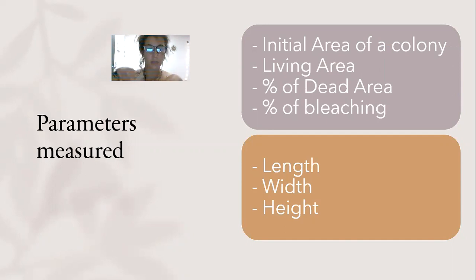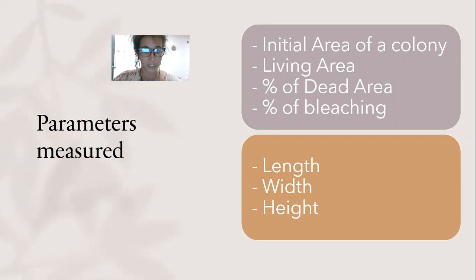When you can see the limits of the whole coral, which I will show you an example of later, it has to include also the dead area of the colony. So of course we want to have the living area. It can be the whole colony or only a few patches. We also want to see how much of the colony is dead. So it's the percentage of dead area, the percentage of mortality, and also the percentage of bleaching.